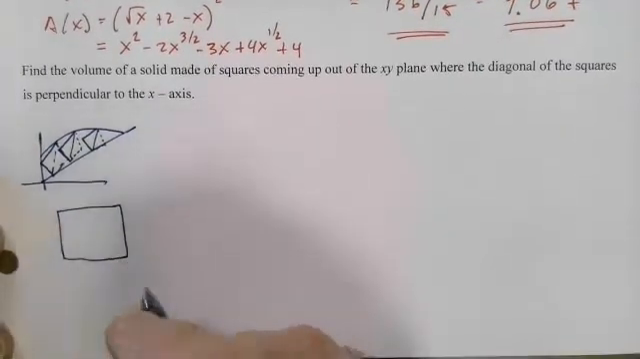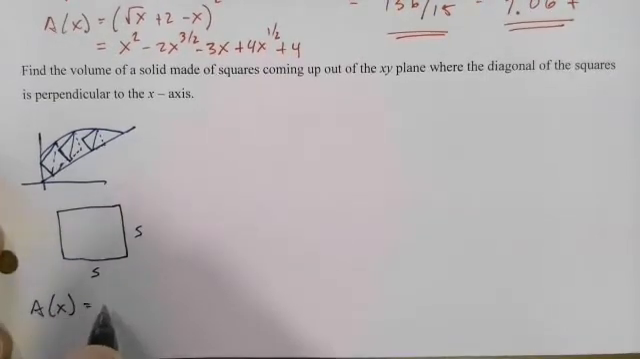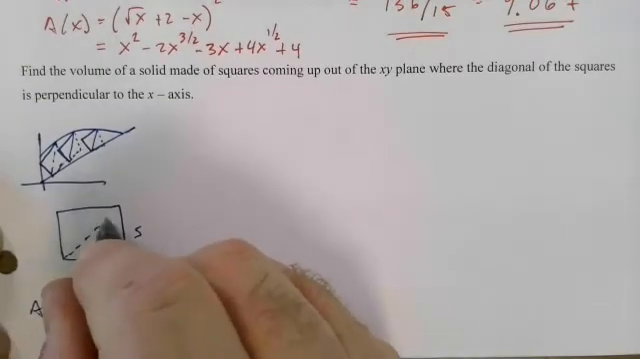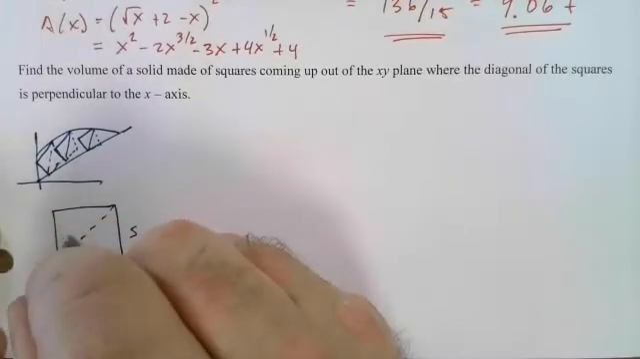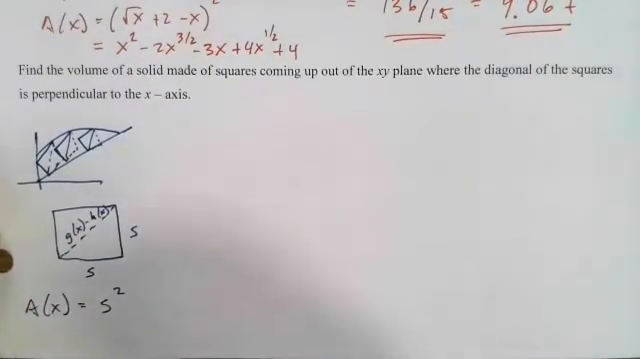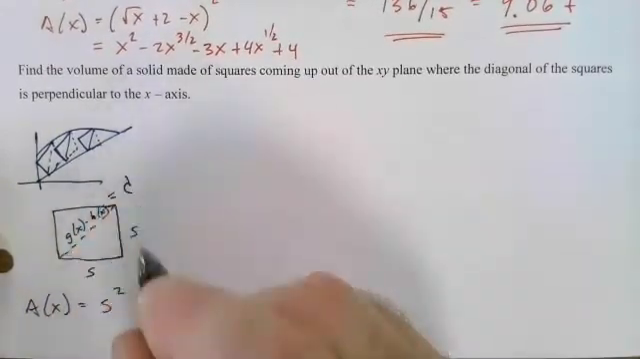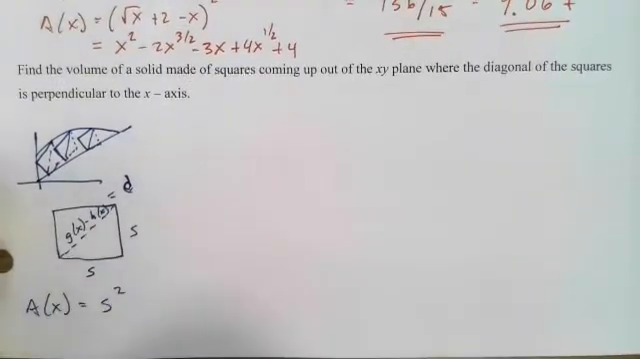So let's draw a square where the sides are like this. Oh, hey, I know this. The area of this square is side squared. Well, I know what this line is. It's the top minus the bottom. This is g of x minus h of x. Well, we'll come back to that. Let's just call it d for now.